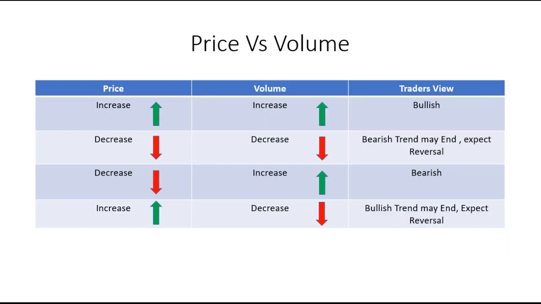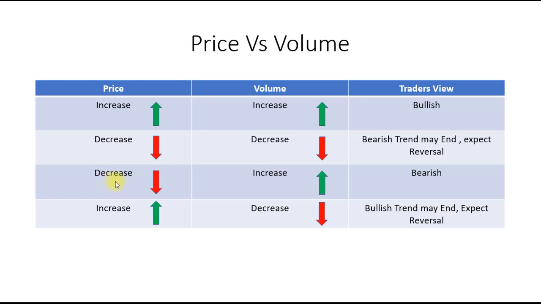Next we will see how to compare price with volume, that is price versus volume. There are a few traders who trade only with the volume. They will not use any other indicators. Here we can see that the price is increasing and volume is increasing, which means we can say that the trend is bullish. Second, the price is falling down. We can see that the price is decreasing and volume is also decreasing, which clearly says that the bearish trend is going to end and we can expect a reversal.